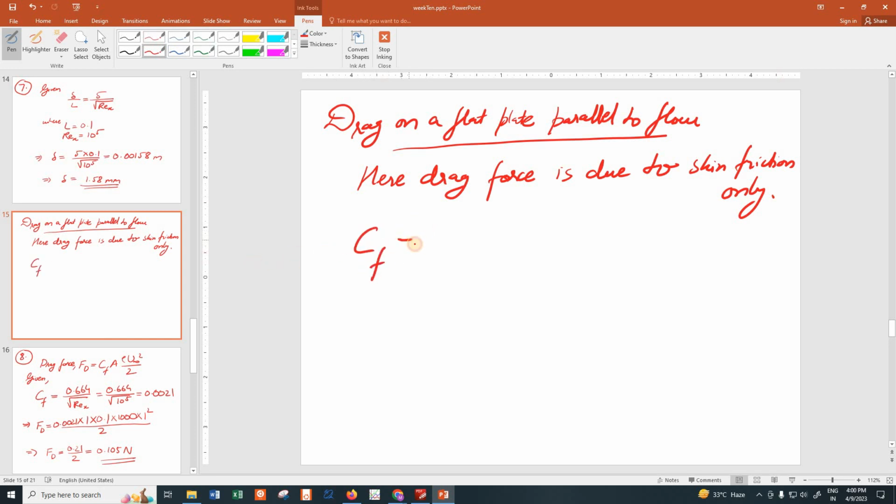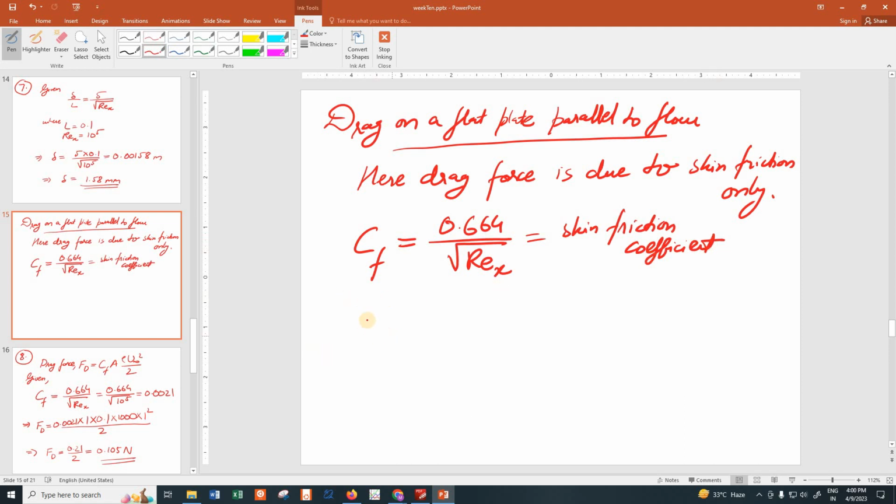And generally the skin friction is given by CF equal to 0.664, or whatever the constant is, but in the question it has been given to us as 664. So this is called the skin friction coefficient.